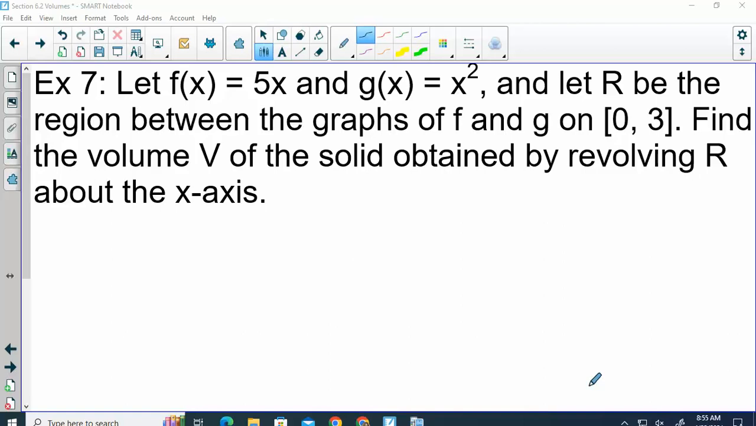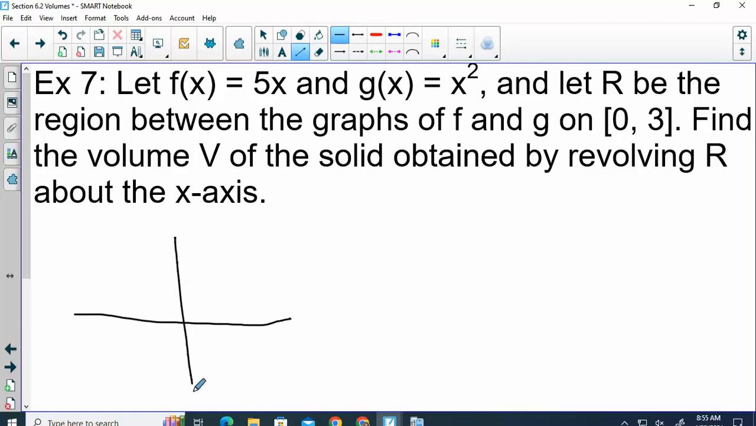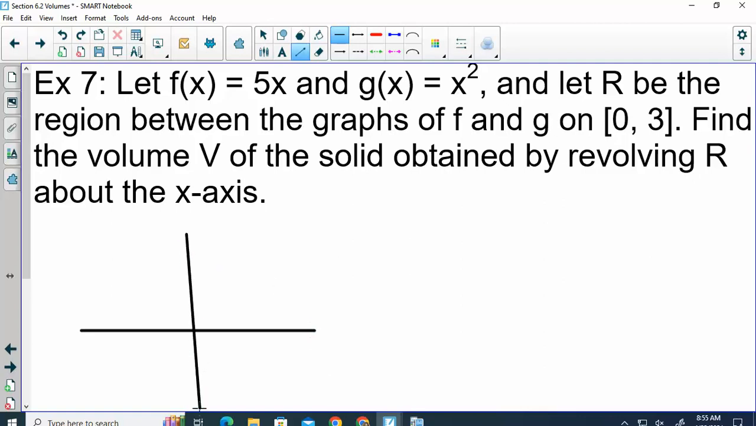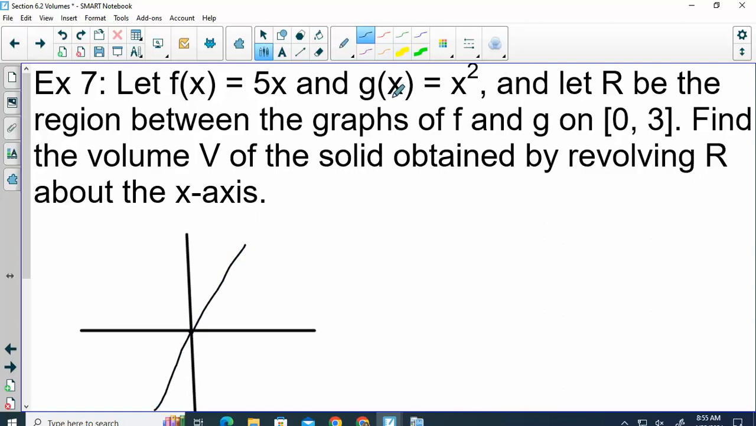All right, so f of x equals 5x. What's that look like? A line. Okay, so we have a line, slope of 5, y-intercept of 0, so a steeper line. We could get more precise if we really cared. g of x is x squared. What's that?